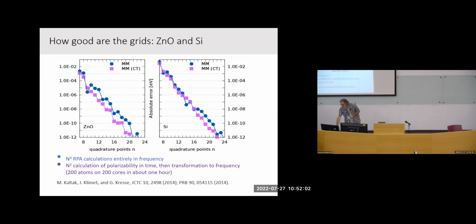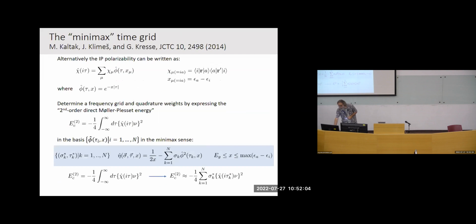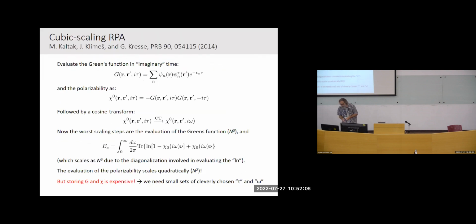Which is pretty essential because of the storage demands. We need to store our Green's function, for instance, for all these time points, so for 8 or 10 time points. And the same thing holds for the independent particle polarizability. We need to store this for a bunch of time points, and the storage of that scales quadratically with system size.